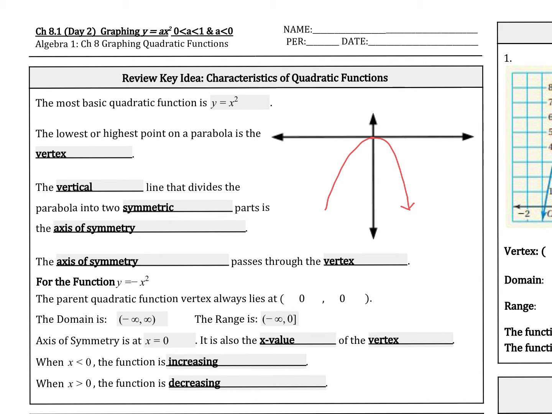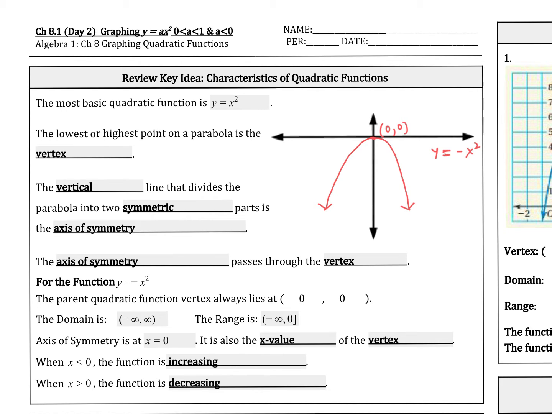unlike lesson day 1, where we had an open up parabola, in this lesson we have an open down parabola. The vertex is the point where the parabola starts, so that's going to be 0, 0. And y equals negative x squared would be its equation.